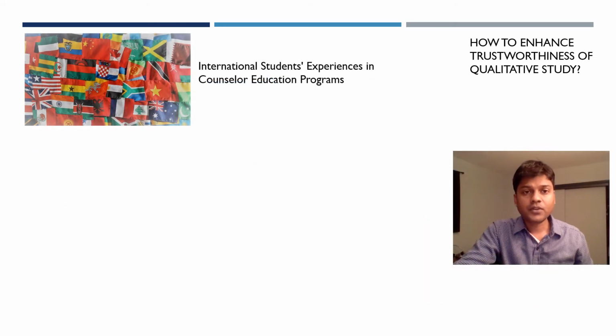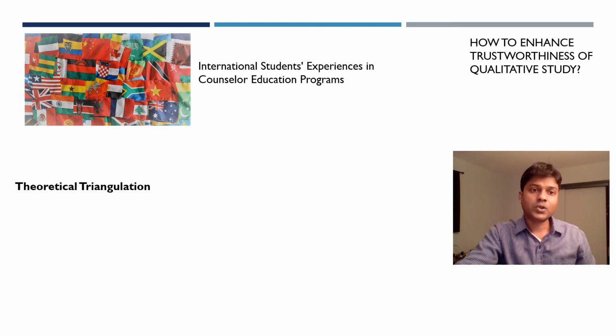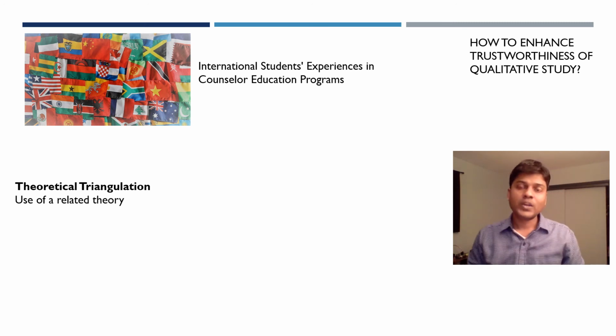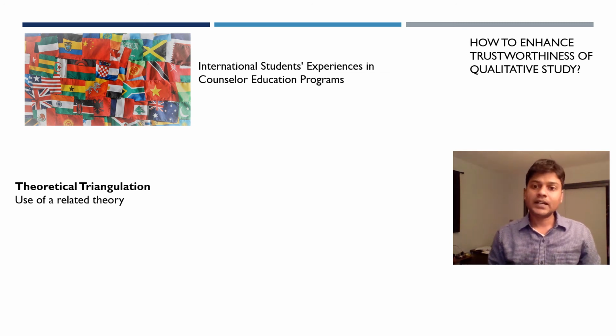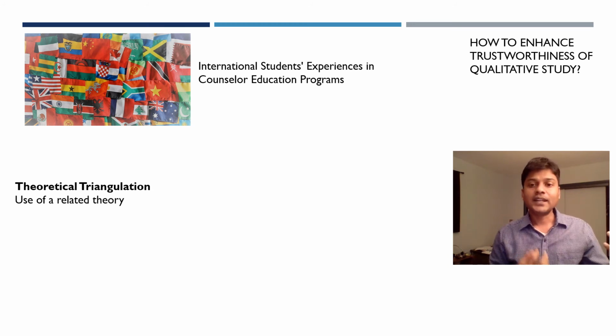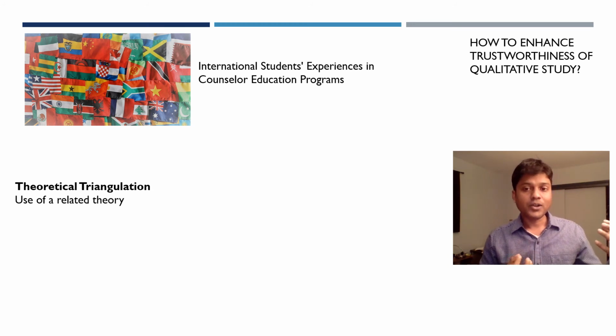The third type of triangulation that we use is called theoretical triangulation. What is theoretical triangulation? It is when I am collecting and analyzing the data, I'm using a theory which is related to the concept, to the topic that I'm exploring, and using that theoretical lens in my data analysis and interpretation process.